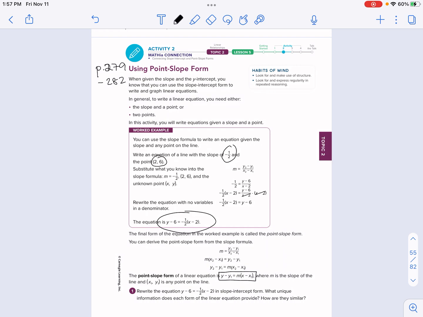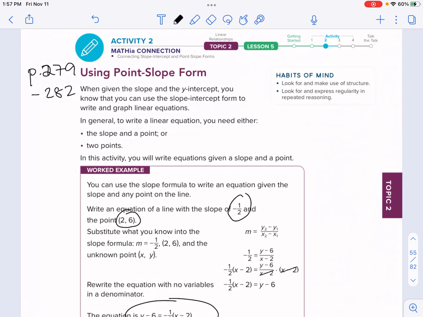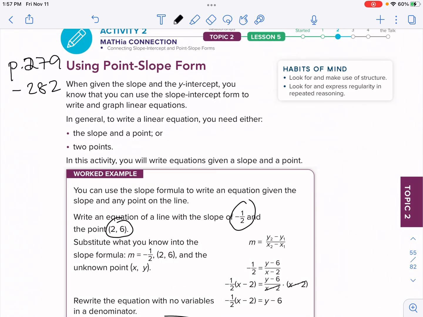We're going to be given some other, different information. So here it says we can write in slope intercept form, but in general, to write a linear equation, you need either a slope and a point or 2 points. So the form that we use is when we're given 1 point and the slope of some linear relationship. You can write an equation with that. The thing is, we use something else besides y equal to mx plus b.